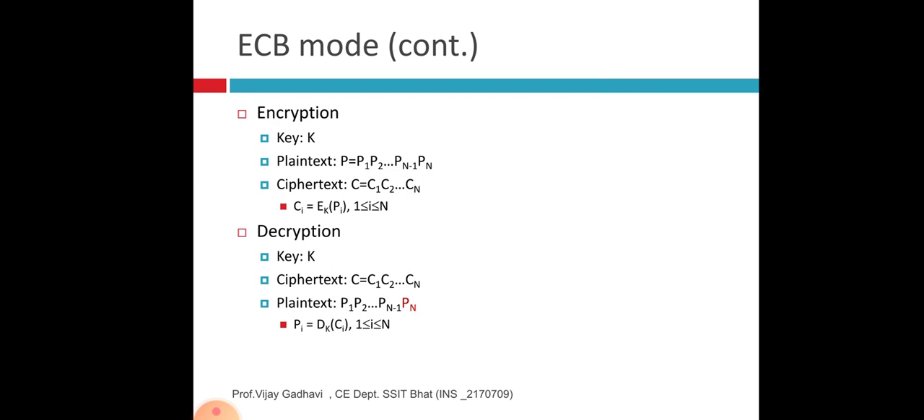For decryption: key K, ciphertext C is equal to C1 to Cn, plain text P1, P2 to Pn minus 1 and Pn. Here, the equation for decryption is Pi is equal to Dk(Ci), where 1 is less than or equal to i, and i is less than or equal to n.